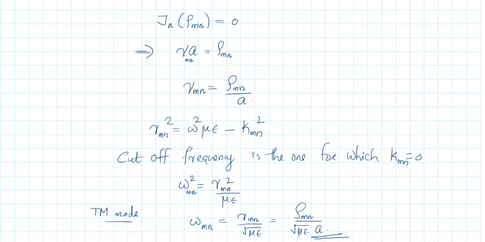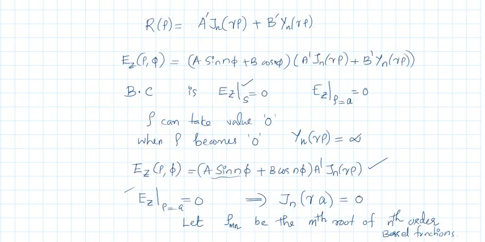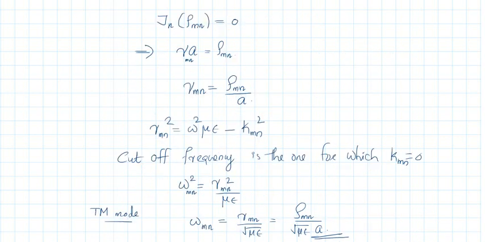So just now understand that Jn rho mn equal to 0. That is the meaning of a zero of a Bessel function: if you put that value, you will get 0. That is, this gamma a you can write as rho mn, or gamma you can write as rho mn by a. This particular gamma you can denote using the same suffixes: gamma mn equal to rho mn by a. This is the value.